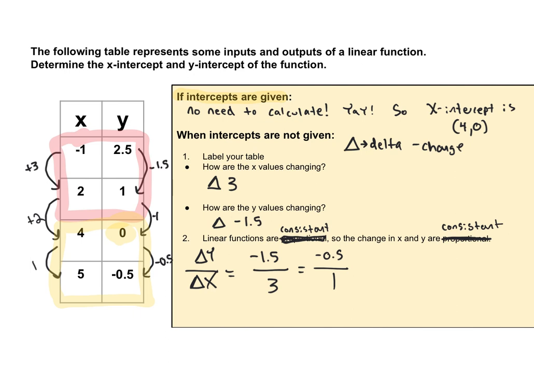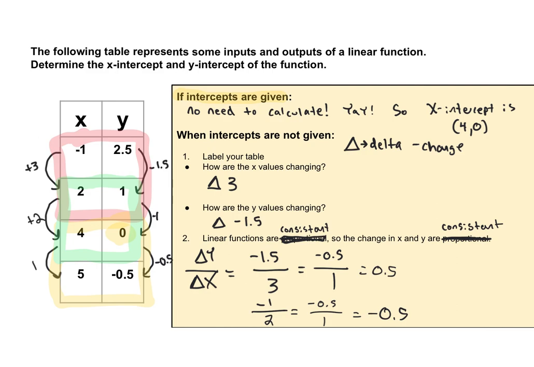If we had also looked at these pairs right here, I just highlighted in green, we would have seen a change in y was -1. Our change in x was 2. And if we got the unit rate of that, that would be the same as saying -0.5 over 1, or just -0.5. So what this tells us is that when x increases by 1, y decreases by 0.5.